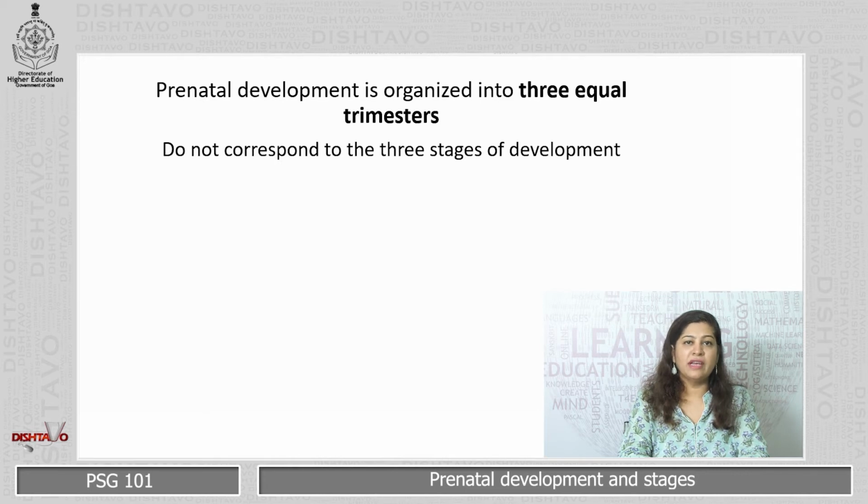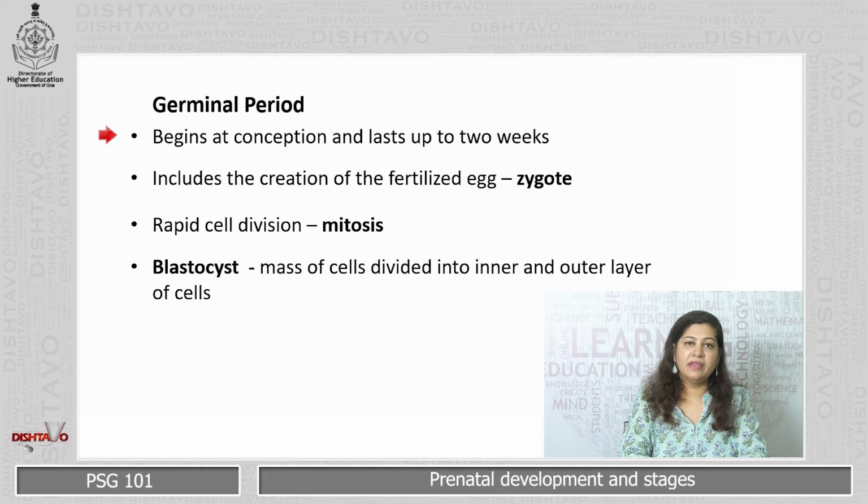So now we will look at each of the stages of prenatal development in a little more detail. The first is the germinal period. This period begins at conception and it lasts up to 2 weeks. It includes the creation of the fertilized egg, which is now called the zygote. During this period, there is rapid cell division and this process is called mitosis. A mass of cells is formed called the blastocyst, which is divided into inner and outer layer of cells.